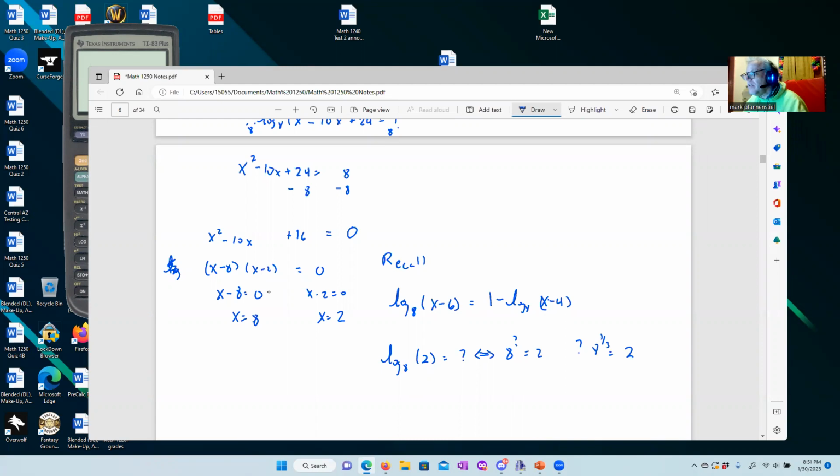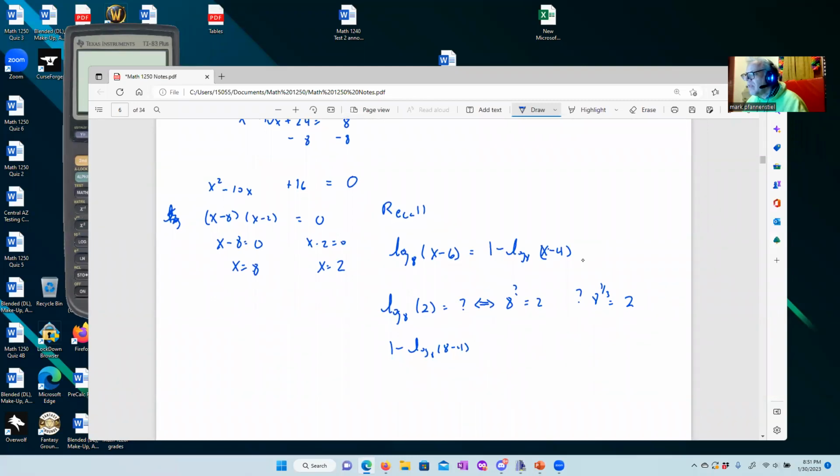So when I go and plug this one in, we plug in 8 here. We have 1 minus log base 8 of 8 minus 4. So there we go. Now we have 1/3. Let's put this on the other side. So we have log base 8 of x minus 6 plus log base 8 of x minus 4.